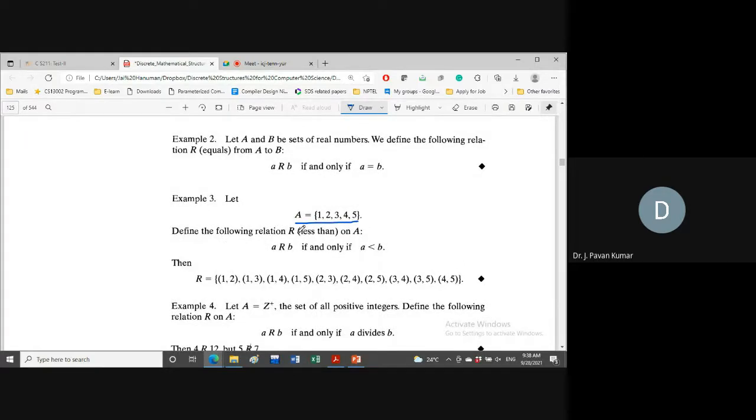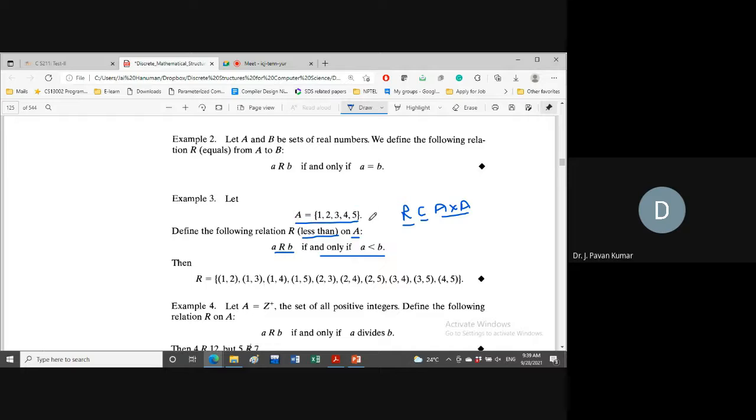A is equal to {1, 2, 3, 4, 5}, and R is defined on A itself. That is, R is a subset of what? R defined on A itself means R is a subset of A cross A. In the Cartesian product we have A cross A, and a relation is nothing but a subset of it. Now, what does this R represent? It is the less than relationship. So if you denote a, b, then we should satisfy the constraint that a is less than b. Then only (a, b) belongs to this particular relation.